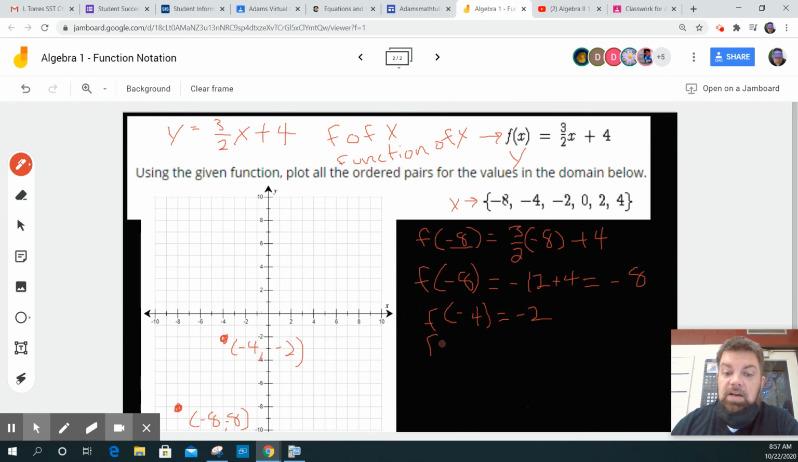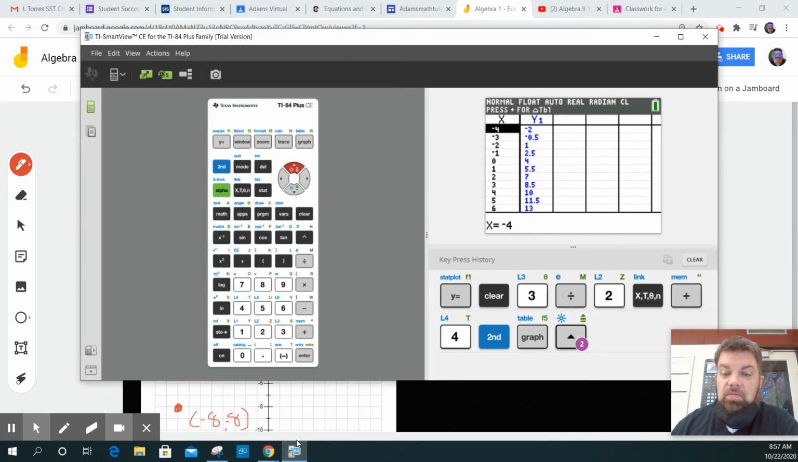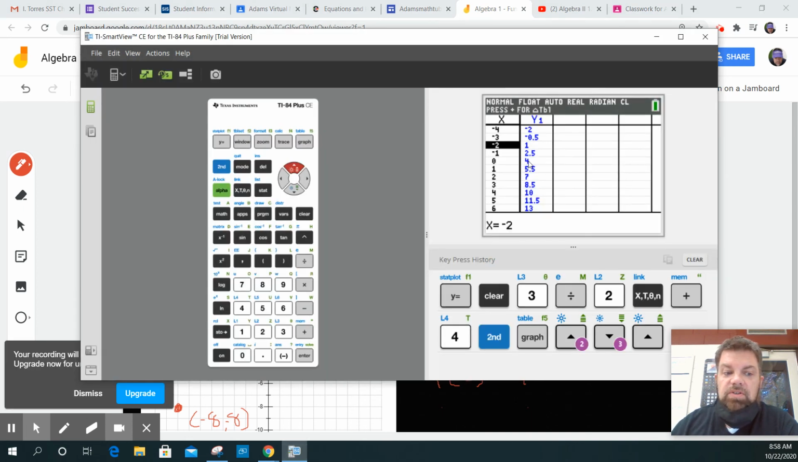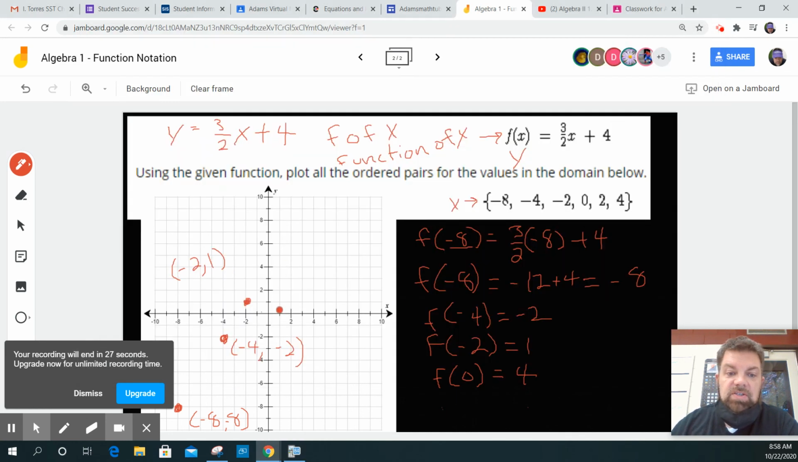Then to do the next one, I want to know what f of -2 is. I just look on my calculator. When x equals -2, my y value equals 1. So I'm going to go -2 and up 1. That's the point -2, comma, 1. Next, I have to say what is f of 0. And f of 0 is 4, I think. Yeah, 0 is 4. So 0, comma 4.